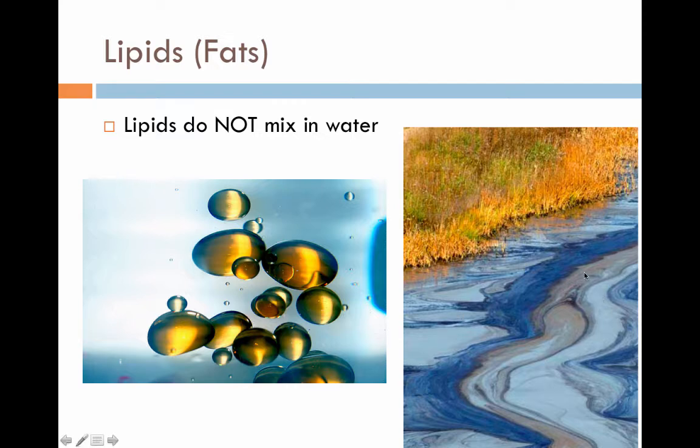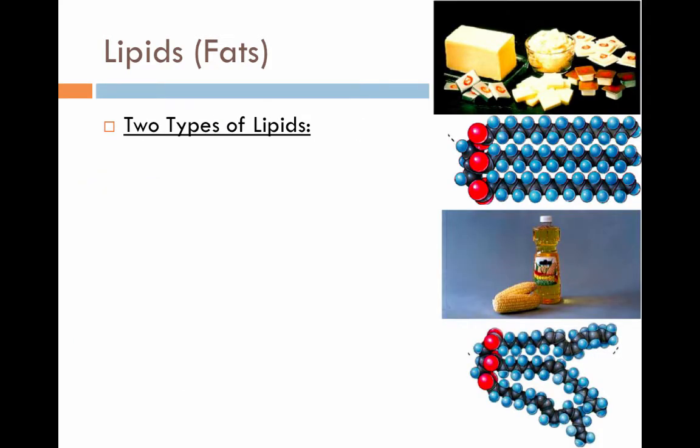It kind of just hangs on the top of the water, and eventually scientists or ecologists can scrape it off, hopefully, but it does not mix. It always stays on top or in the water. There are 2 types of lipids, saturated and unsaturated.